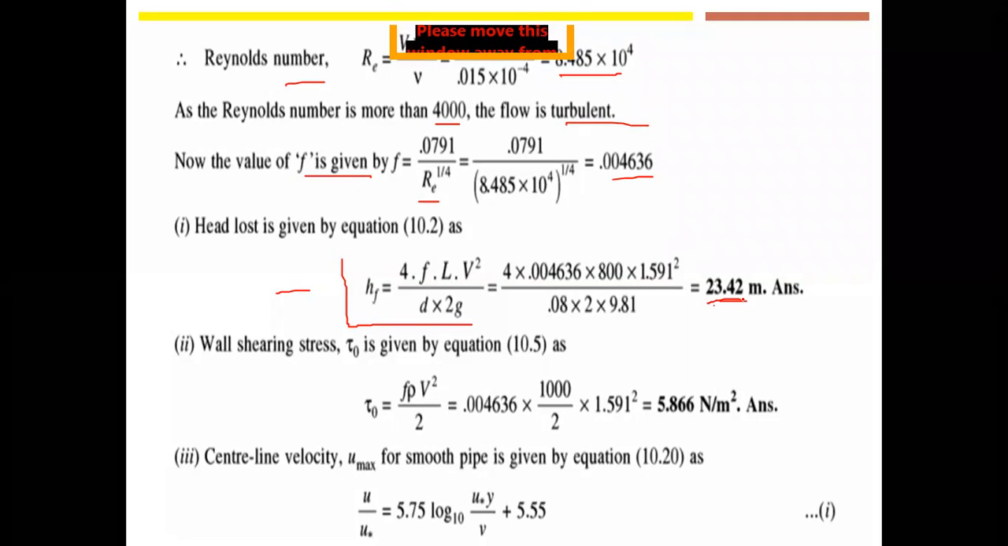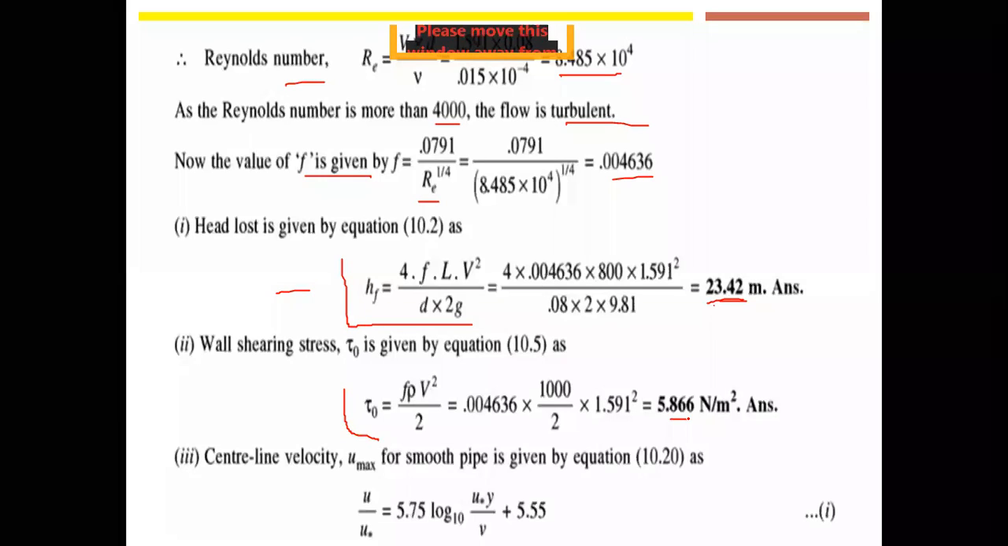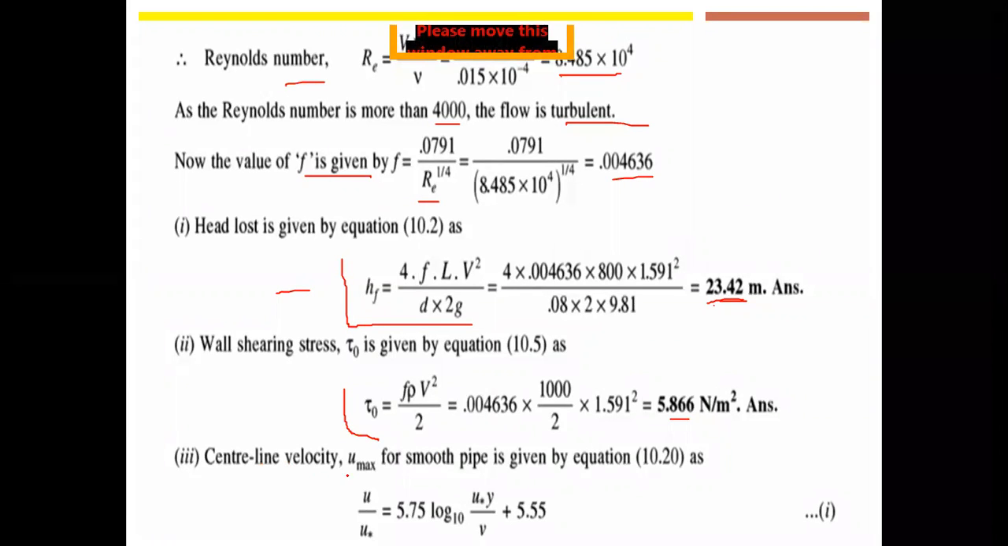And what is the next thing you have to find? Wall shearing stress, tau 0. The formula is tau 0 is equal to f into rho into v square by 2. The f value we already have, so substitute it: tau 0 equals f into 1000, because the density of water, divided by 2, into v square, 1.59 square. The value is 5.866.